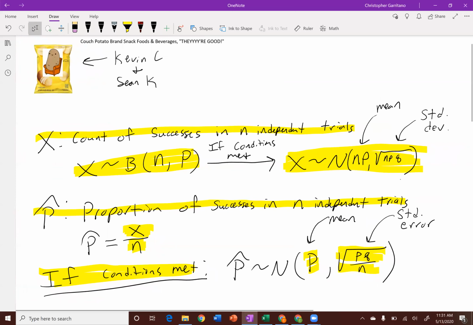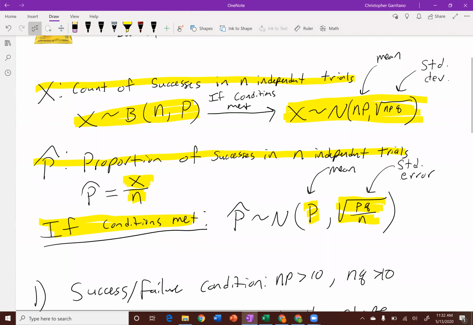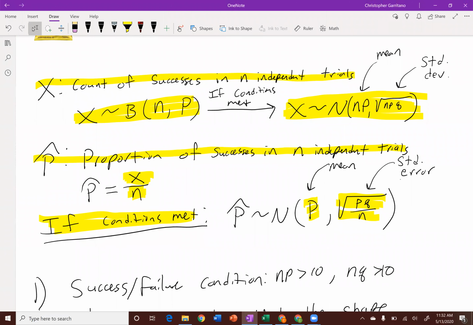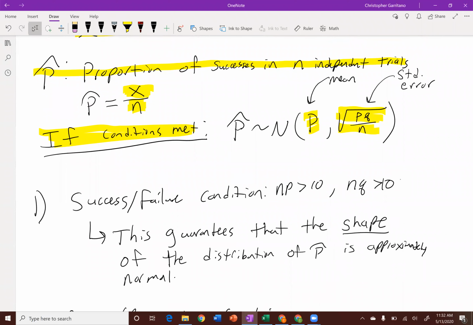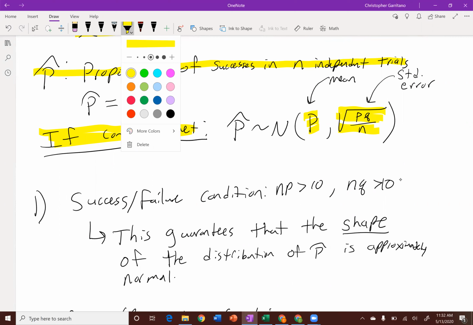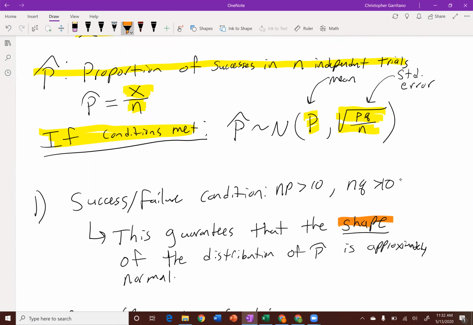So that's the relationship between these two variables, and the conditions that we state for the sampling distribution of p hats are as follows. A, we have something called the success failure condition. That is, we want n times p to be greater than 10, and we want n times q to be greater than 10. What that does for us is it guarantees that the shape of the distribution of p hats is approximately normal. So this is a condition that is geared towards our shape, and of course, the shape is normal.